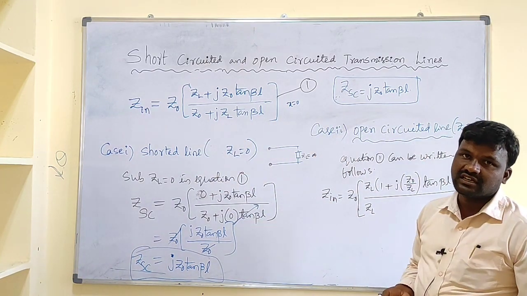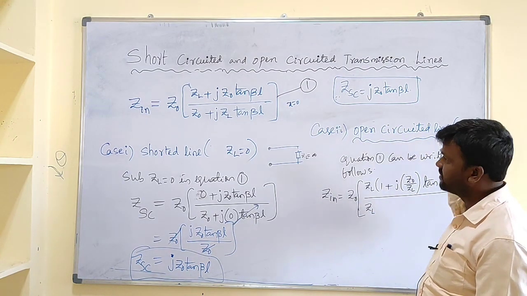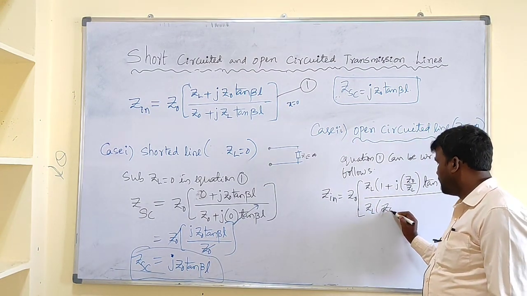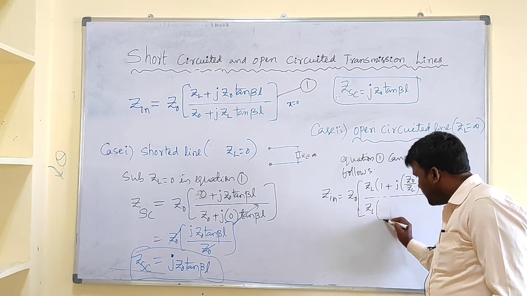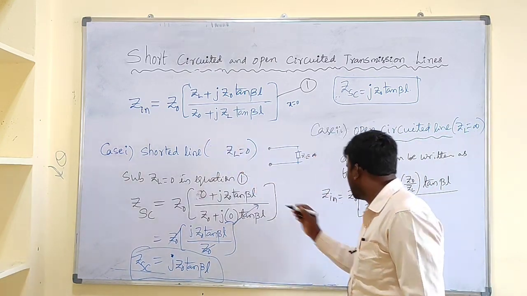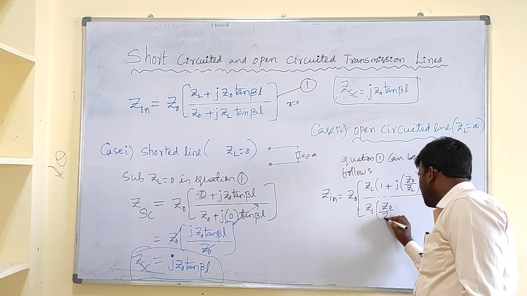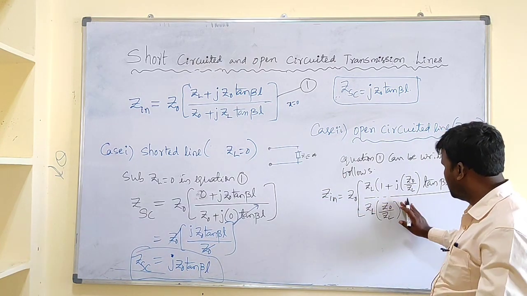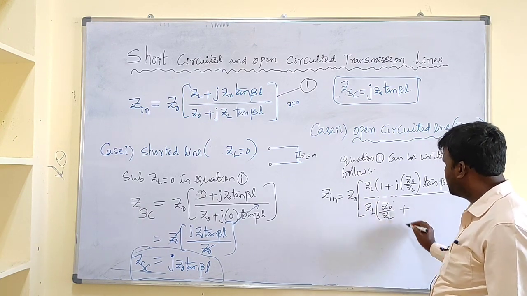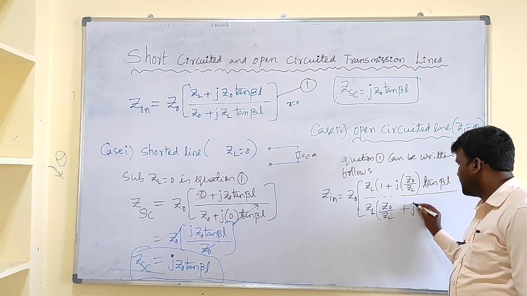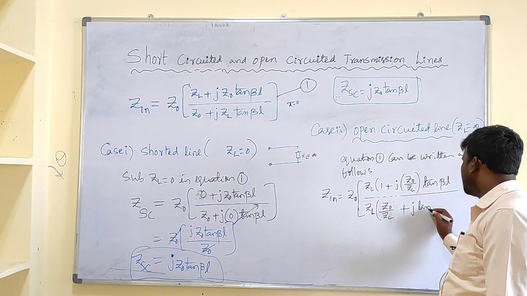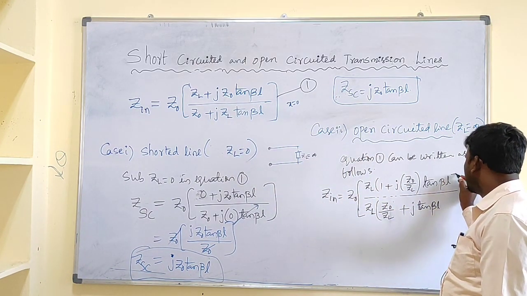Why are we taking ZL as common? Because in this case it is infinity. So here, if I take ZL as common, this becomes Z0 by ZL. ZL into Z0 by ZL gives Z0 only. Plus, if I take ZL common here, the remaining term is J into tan beta L.